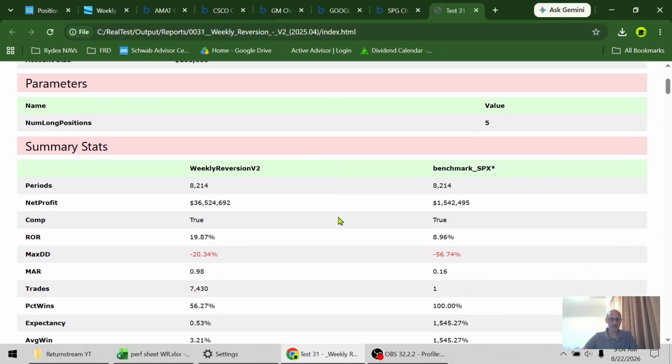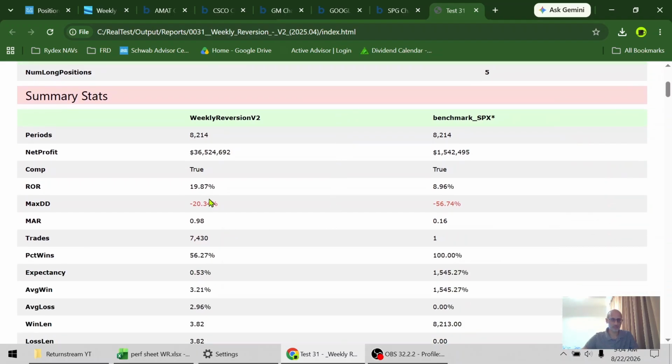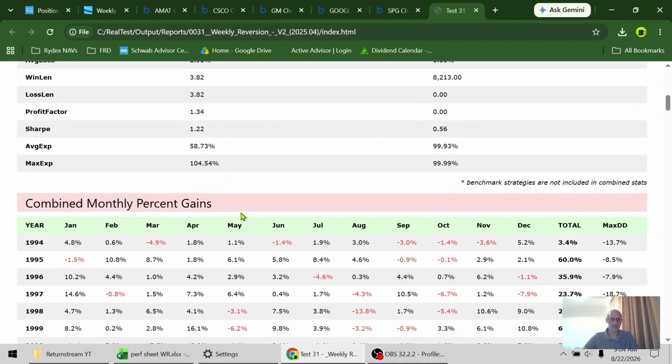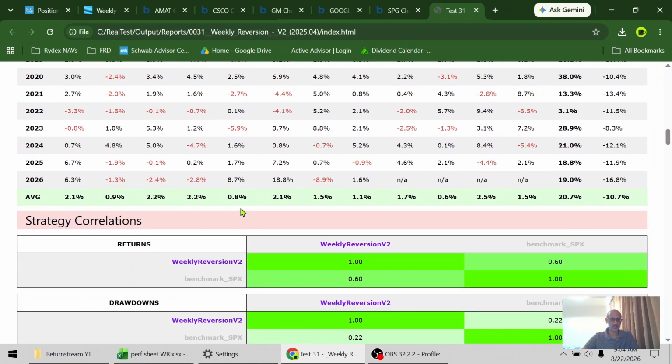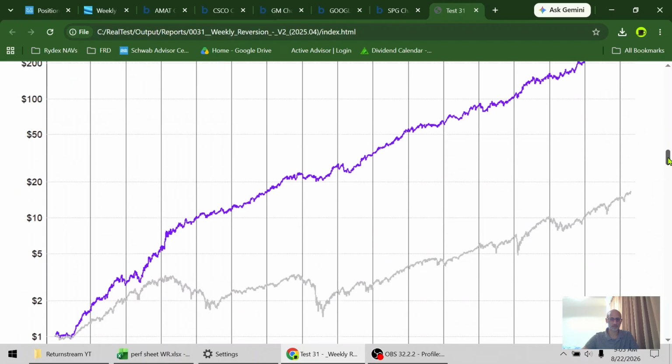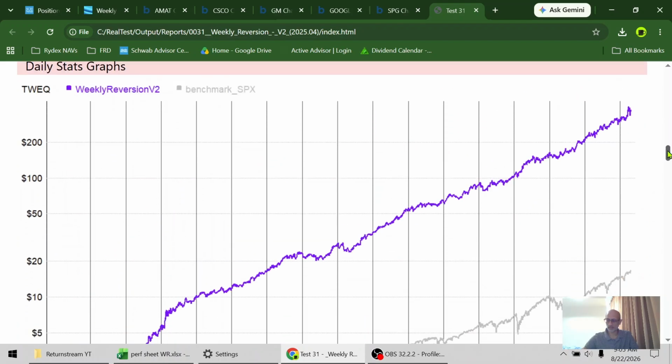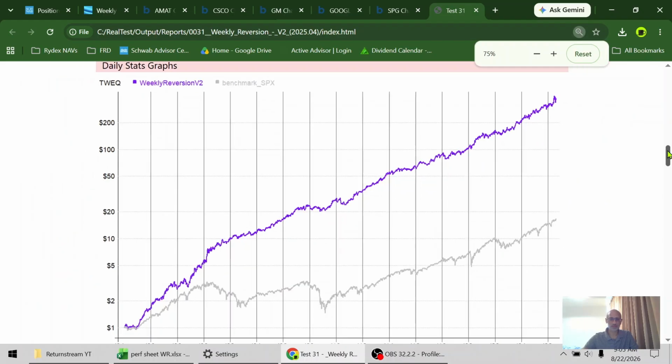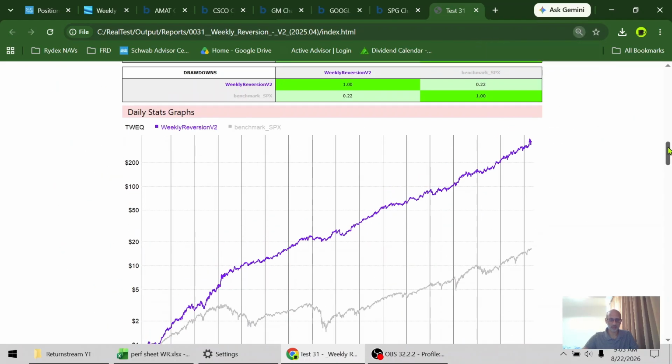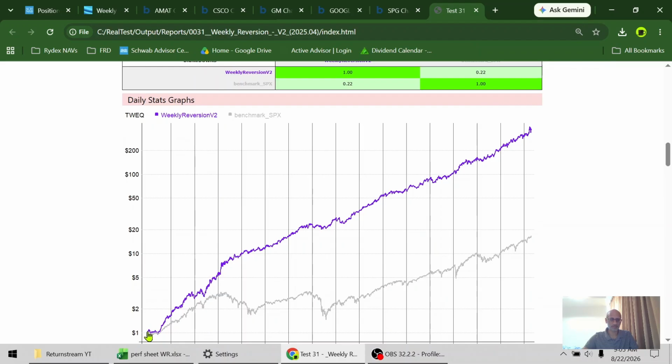And over that time frame, the annualized return of the strategy is about 20%, whereas the annualized return for the S&P 500 is about 9%. And year to date, the strategy is up 19%, whereas the S&P is up approximately 12%. And that's what the equity curve of the weekly reversion looks like long term, going back to 1994 compared to the gray line, which is the S&P 500.